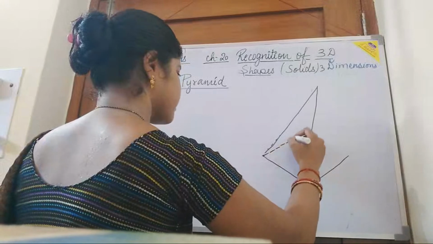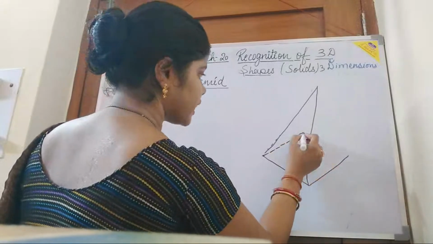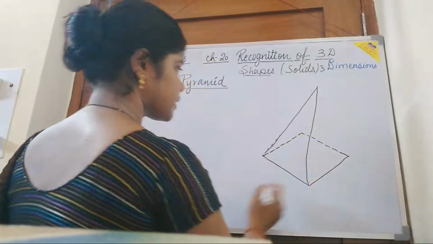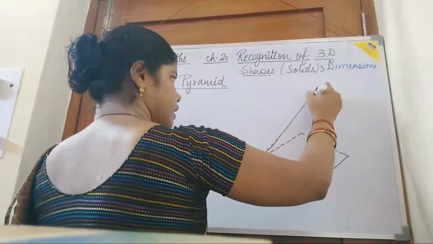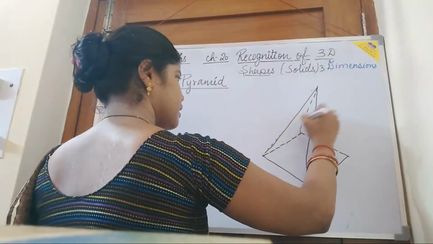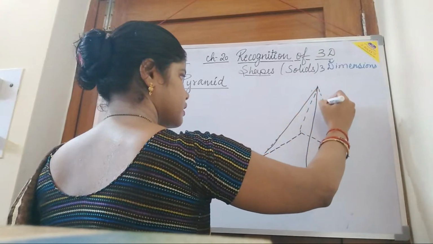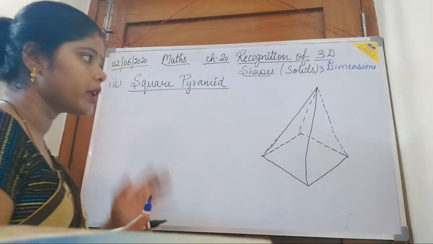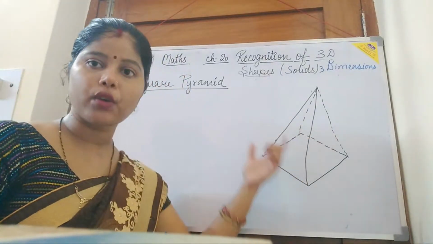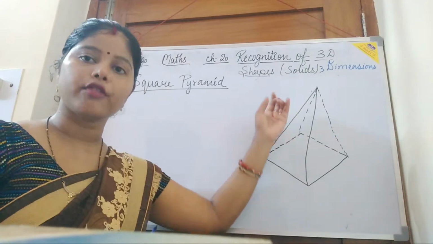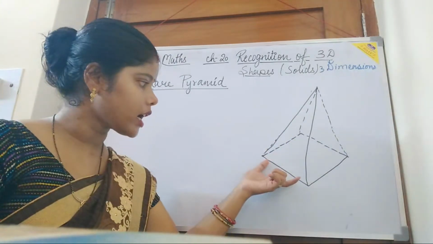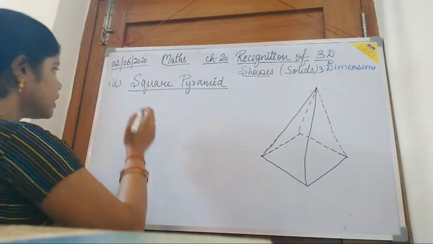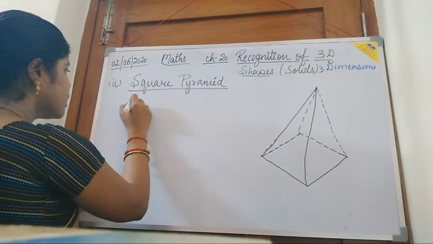For the other two side faces of the square, I am going to use a dotted line. Second triangle, third triangle. So here how many triangular faces do we have? 4. Because it has 4 sides, so how many triangles are going to form a common vertex? 4 triangles along the base of a square. So how many faces here?